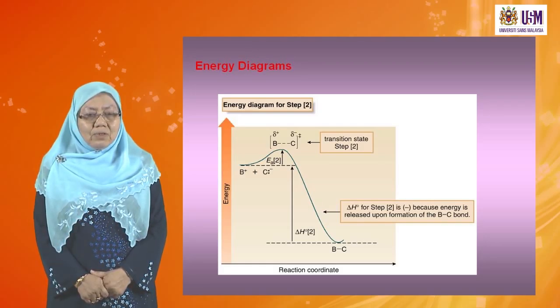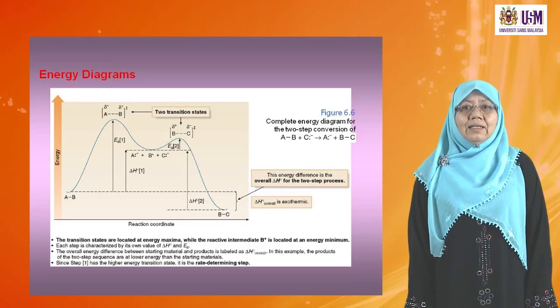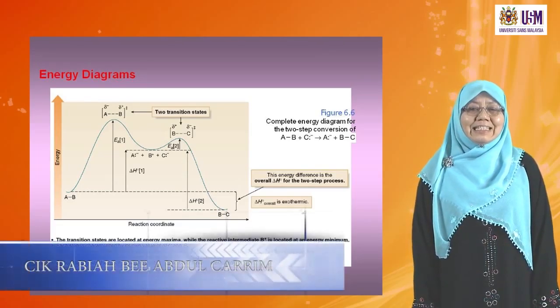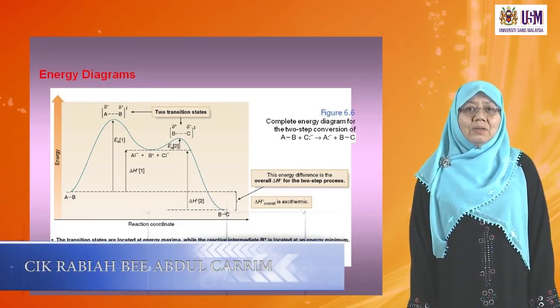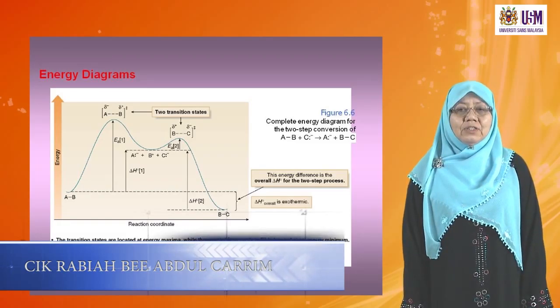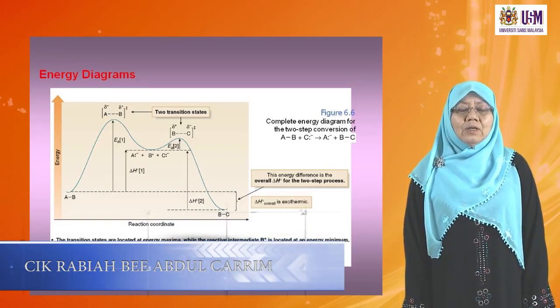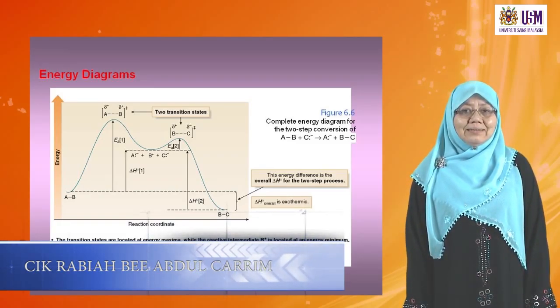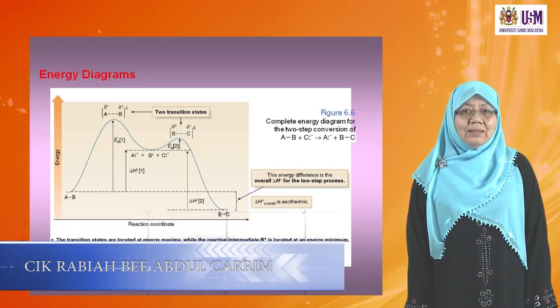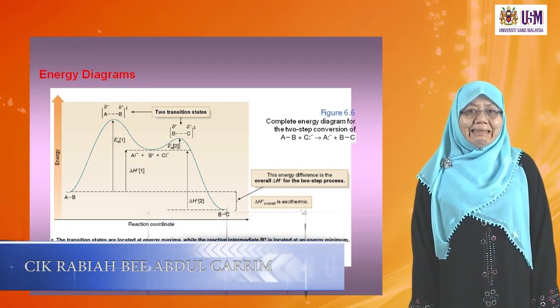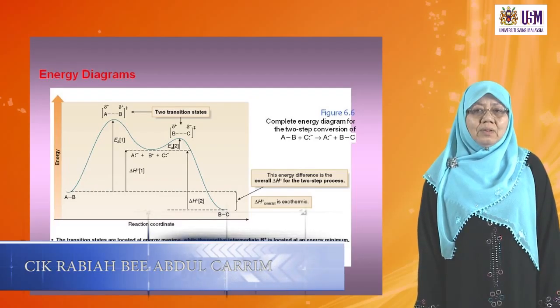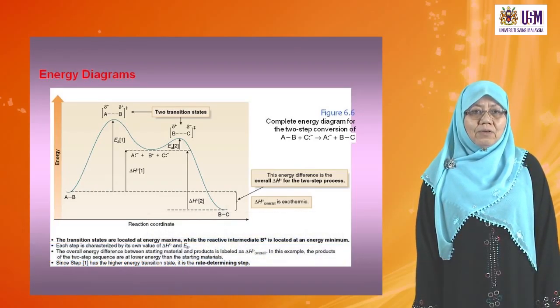Okay, let us look now at figure 6.6. It shows the complete energy diagram for the two-step conversion of the compound AB plus the C anion to the products, the A anion with the new bond between B and C formed.